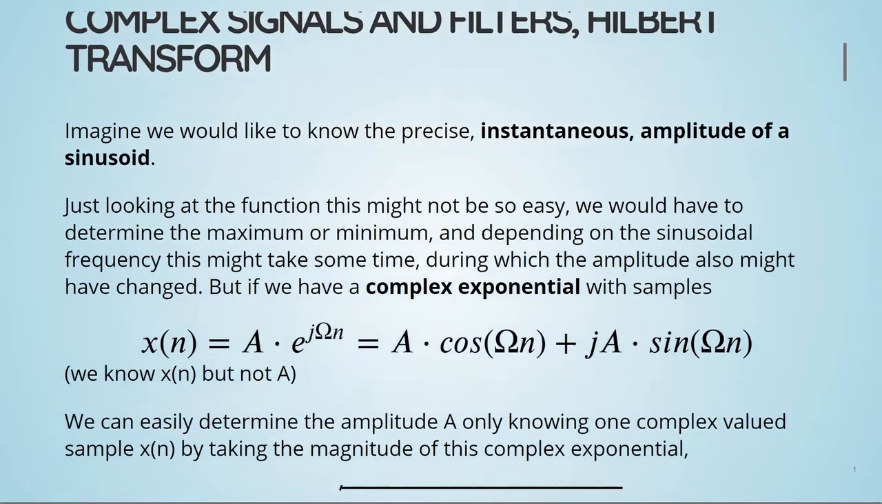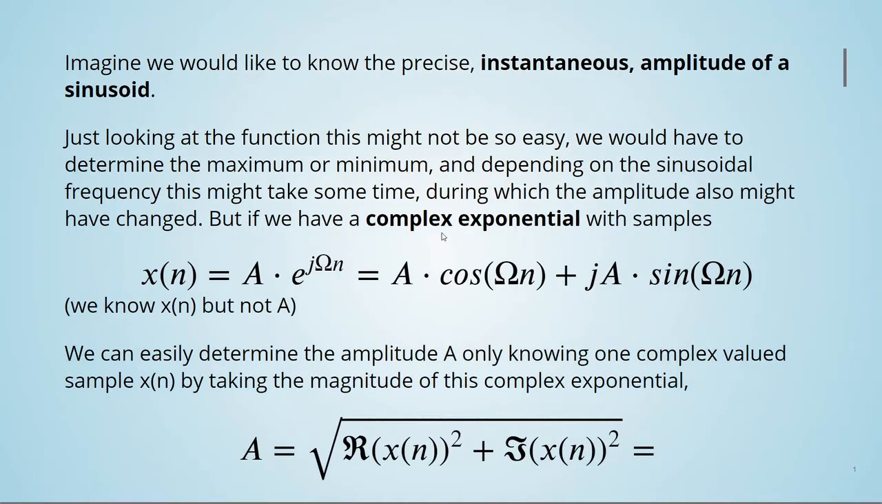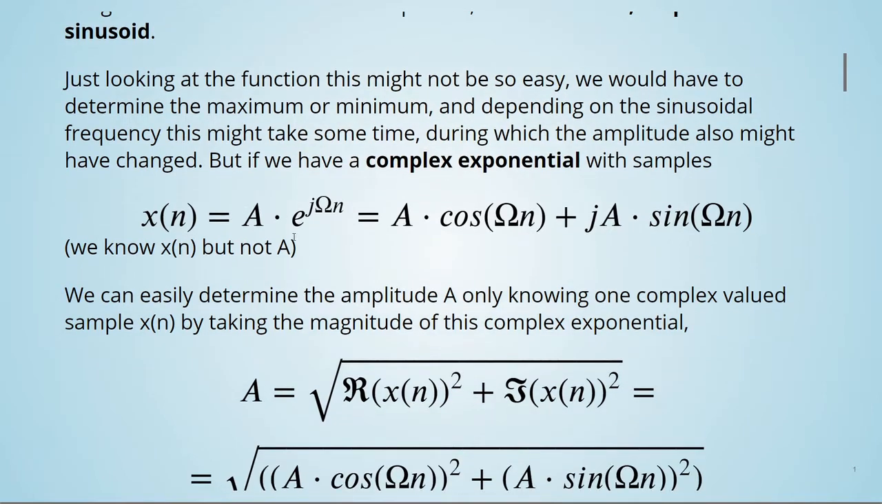But if we have a complex exponential with samples given by this equation here, x of n is equal to a times e to the power of j omega n, then we can use some trigonometry and exponential substitution, and we find that this is equivalent to a times cosine of capital omega n plus j a times sine of capital omega n. In this case we know x of n, but we don't know a, and we would like to know a. This is the amplitude, so we can easily determine the amplitude a by knowing only one complex valued sample x of n, by taking the magnitude of this complex exponential.